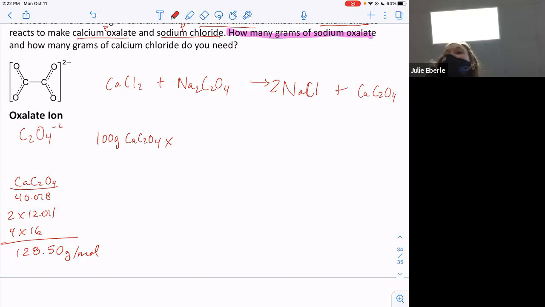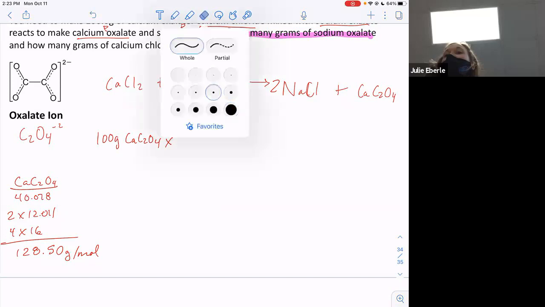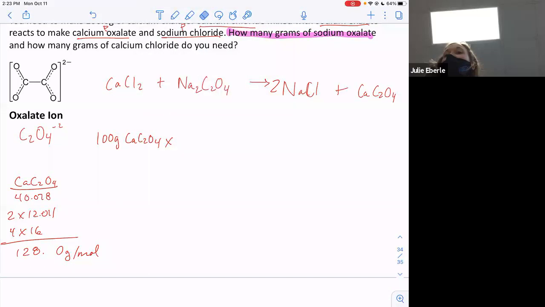128.10. Okay. All right, I think we're on track now, 128.10. So now I'm going to divide by that, 128.10 grams per 1 mole. And I'm going to shove it in here, label it somehow, C2O4.